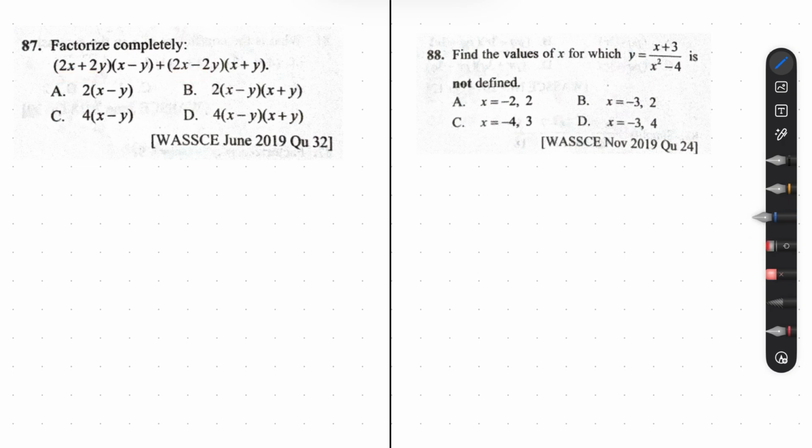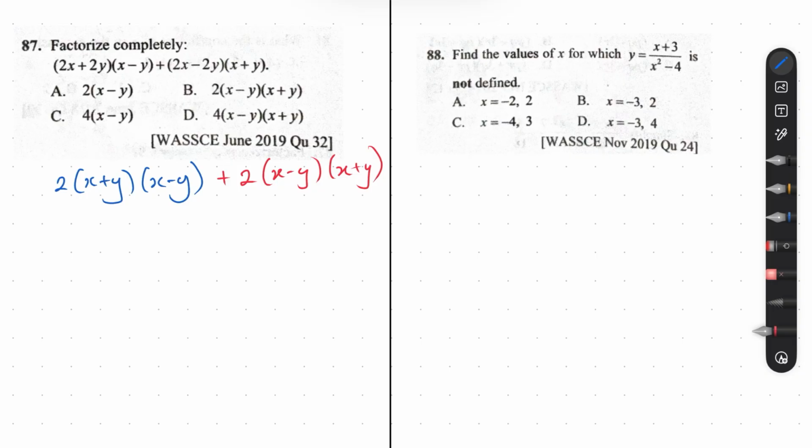Let me use blue for the first part. We factor 2 out. We are left with x plus y, x minus y. Then the other side, let me use red. Plus, we can also factor 2 out here, x minus y, and then x plus y.